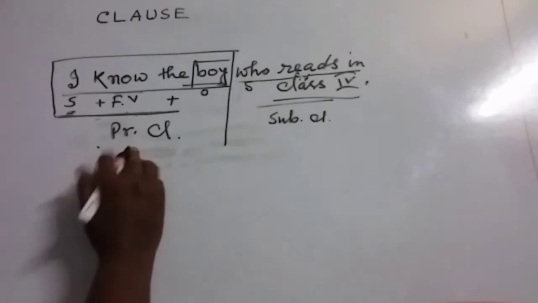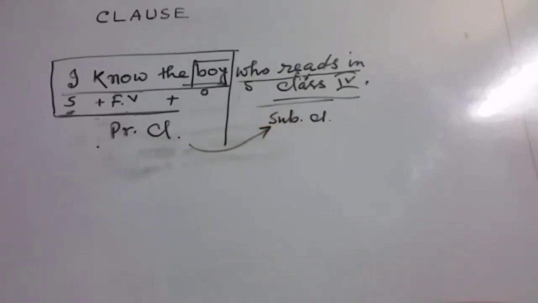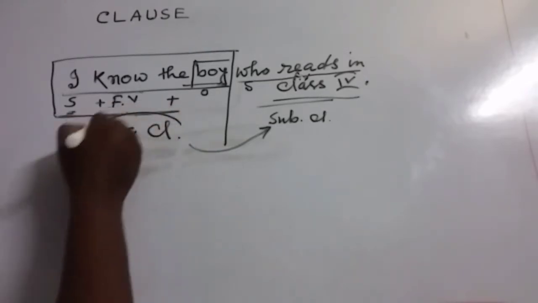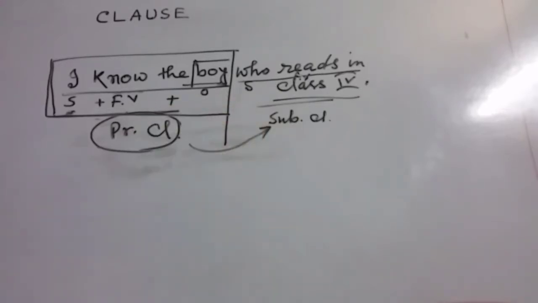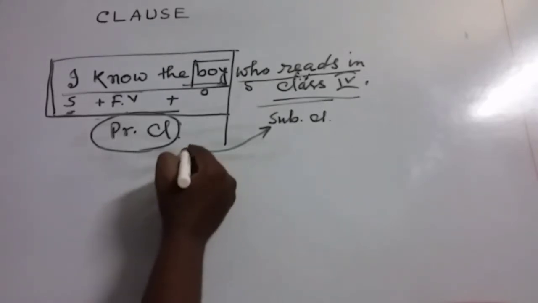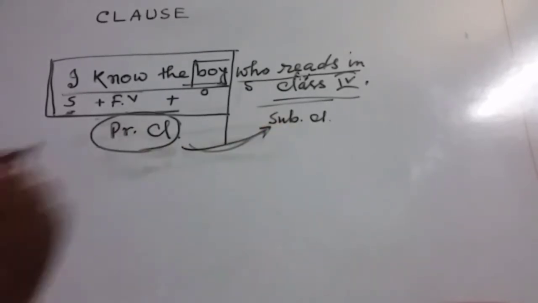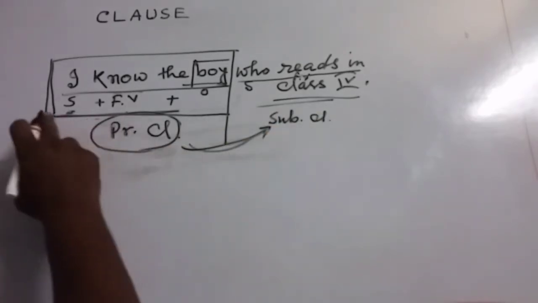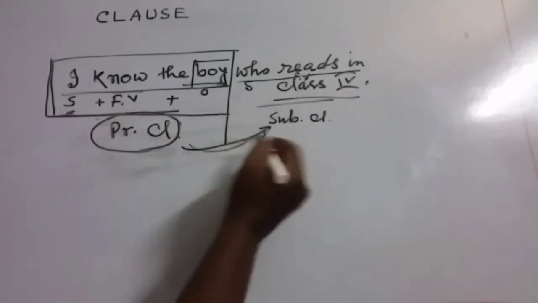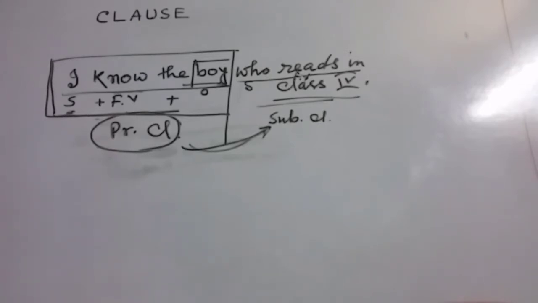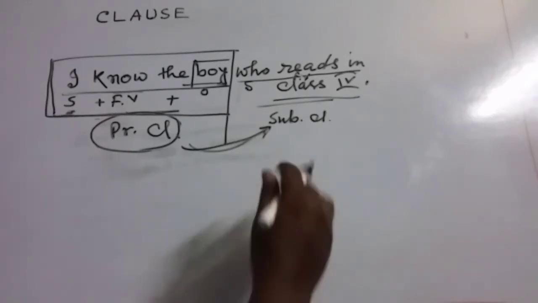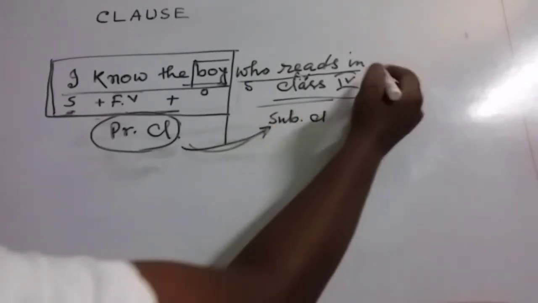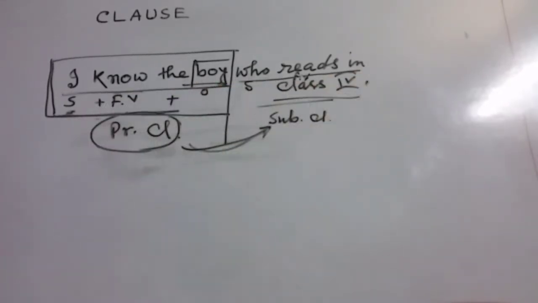Actually the principal clause always helps the dependent clause to complete its sense. This is the duty of the principal clause. Individually they can fulfill the entire sense, but sometimes they help the subordinate clause to fulfill the meaning of the entire sentence. This is entirely a sentence divided into two clauses. So here, my dear friends, if we jointly go through these two clauses, then we can get a complete sense. I know the boy who reads in class 4.